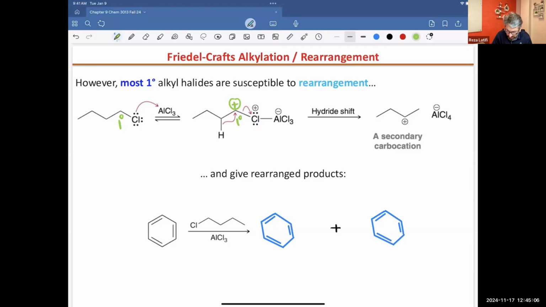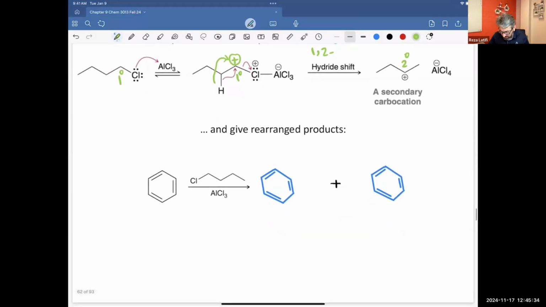So what will happen? In that case, hydrogen is going to migrate and shift to that carbon, and we will have a 1,2 hydride shift. And if that happened, instead of primary carbocation, we will get a secondary carbocation. Now, your carbon is a secondary carbocation, and that carbon is an electrophile. It can attack the ring. And if that happened, you will get this product.